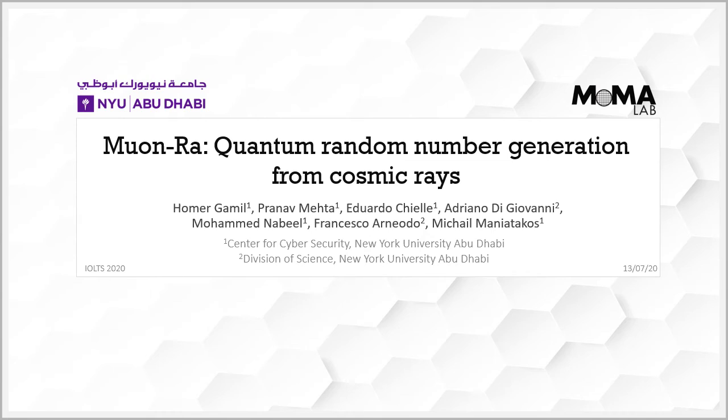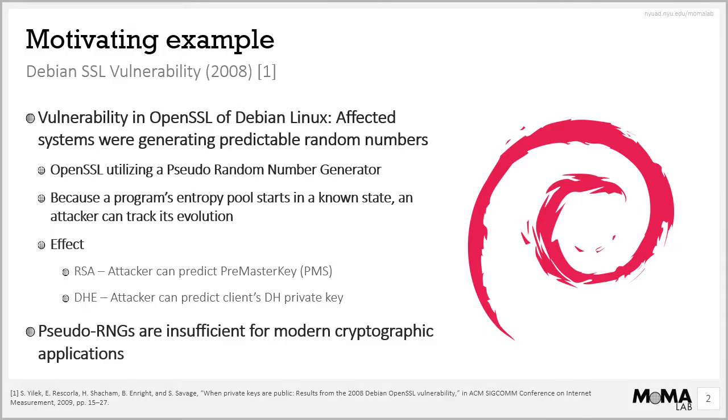My name is Gamil. I am from New York University in Abu Dhabi, and in this presentation I would like to introduce Muon-Ra, a quantum random number generation method from cosmic rays. First off, I would like to motivate our work by bringing up a vulnerability that appeared in 2008.